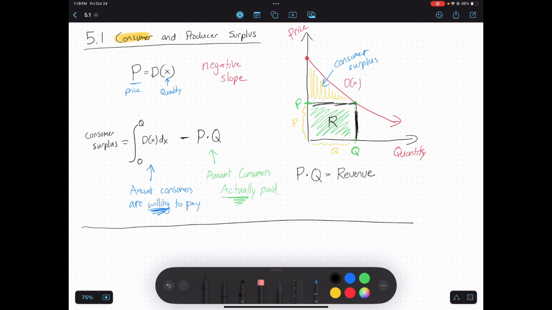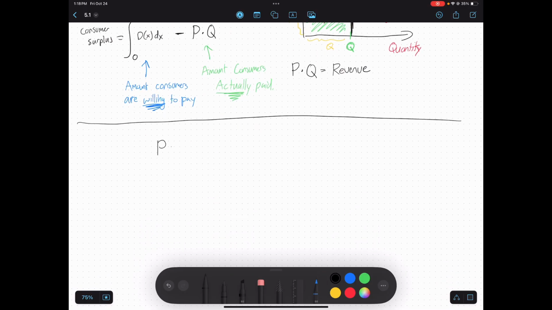Well, it turns out that there's a similar calculation for producers, the people that are actually producing the product. So I also have what's called a supply function, S for supply, that measures what producers are willing to do based off a specific price. Slightly different: where the demand function is all about the consumer, a supply function is all about the supplier or the producer.